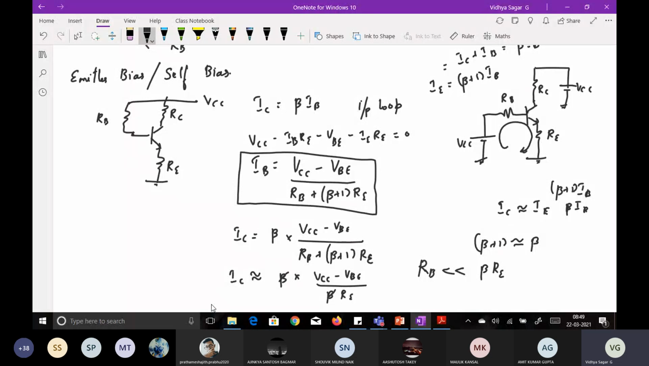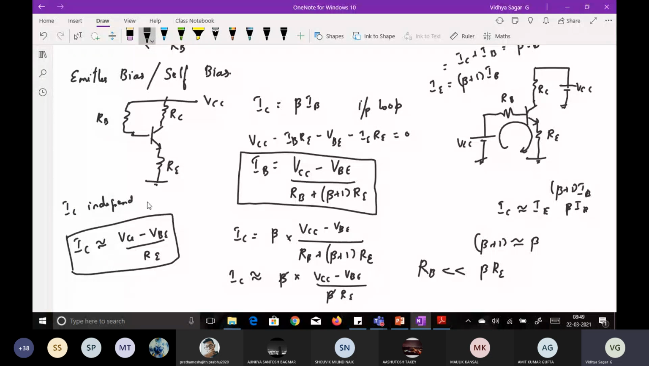So now I can just cancel beta. So I can directly write IC is approximately equal to VCC minus VBE divided by RE. This is an approximation only, I'm saying it. Fine. So if RB is very small, then I could say IC is independent of beta. Clear? Independent of beta.